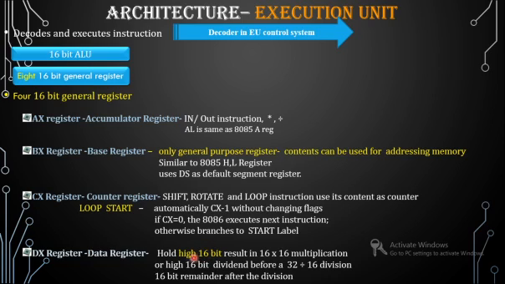So in that case, the data register will be holding the high part of the 32-bit result. The high 16 bits of the result in a 16 by 16 multiplication will be stored in the data register. Similarly, if we take a 32-bit number and divide it by a 16-bit number, or any division, you will have two answers, right?